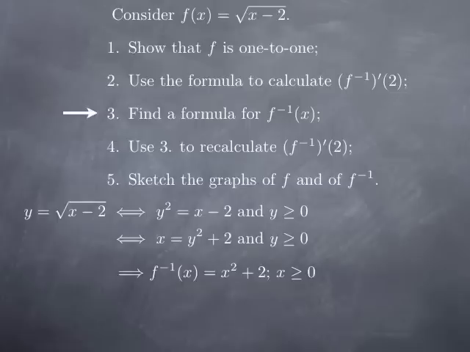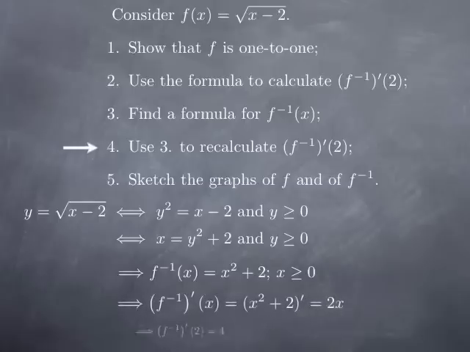And if we want to go back to the variable x, we obtain f inverse of x is x squared plus 2 for x non-negative. Now we can use this formula for f inverse of x in order to calculate the derivative of f inverse, and it is simply 2x, so its value at 2 is 4. Of course, it's no surprise, we've already calculated it, but you see two different methods to calculate this derivative at 2.